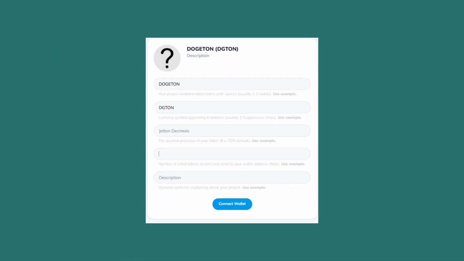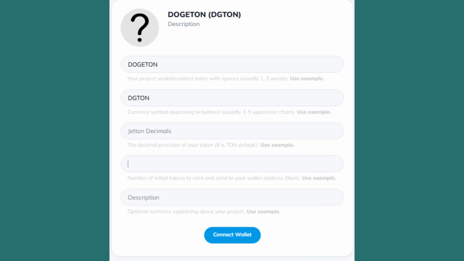Then you'll need to choose a ticker. Choose a short symbol for your meme coin. So if you have a meme coin called Dogecoin, you could have Dogecoin as the name of the ticker, or you could take away some vowels, such as having DGTON.